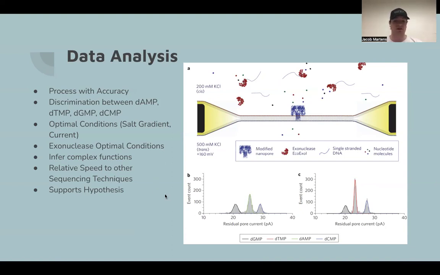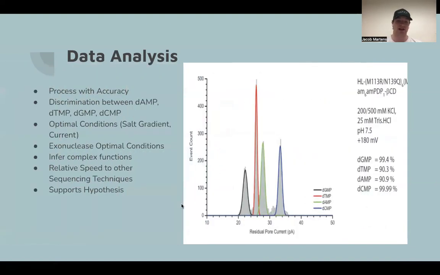Now, this figure here incorrectly labels the optimal conditions at 160 millivolts, where the article indicates 180 millivolts. Now, in the supplement article, the researchers have provided a figure of the distribution of the 4 nucleotides across the optimal conditions with the corresponding confidence intervals for that base identity. Now, because of this, we can infer that nanopore sequencing technology is capable of sequencing some radically complex functions.